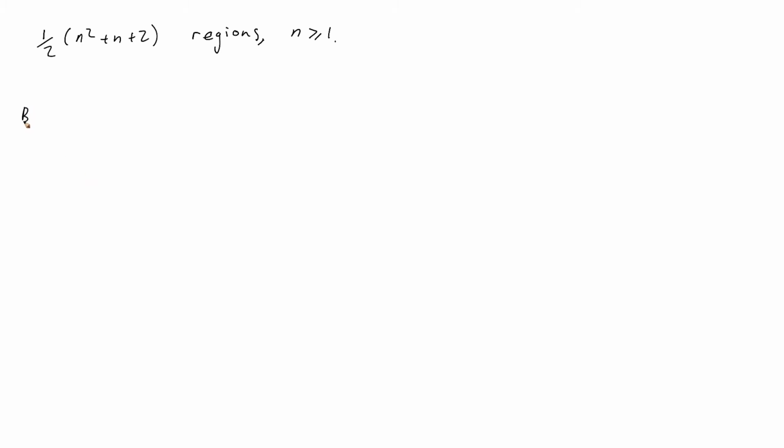So let's have a look at the base case. With the base case, well, I've only got one line. It doesn't make sense to talk about if it's parallel to any other line because there's no other lines. And here, we've divided the plane into two sections. Okay, so let's see if our formula works. So we end up with half times 1 squared plus 1 plus 2. Of course, this is 4 on 2, which is 2. So the base case does indeed work.